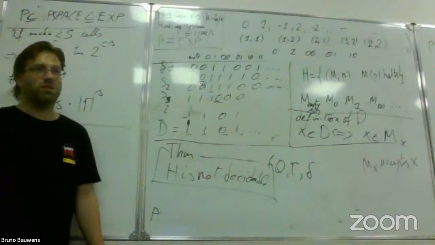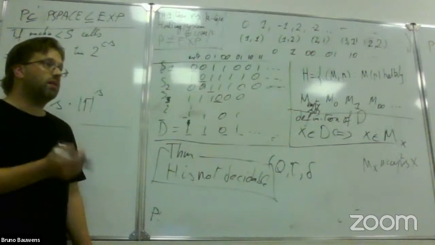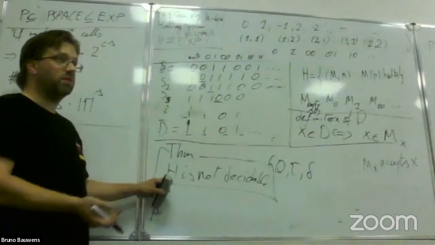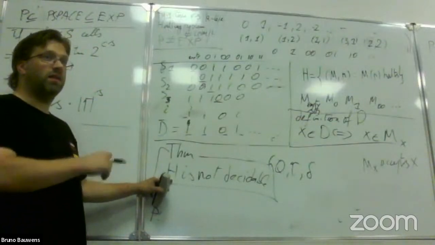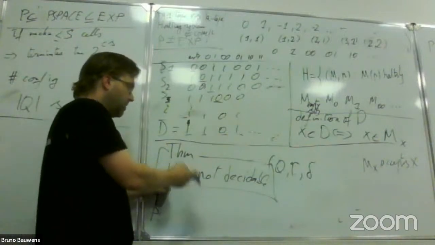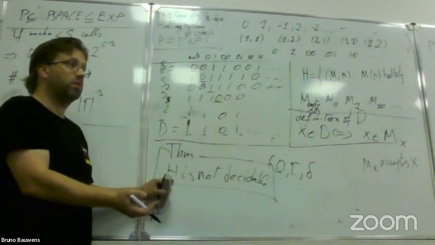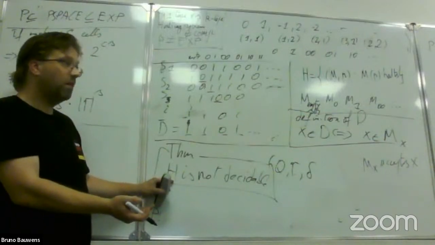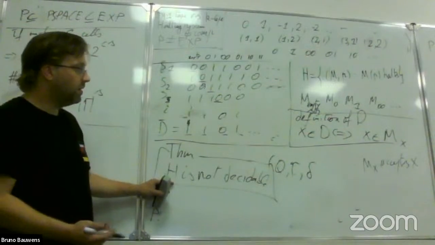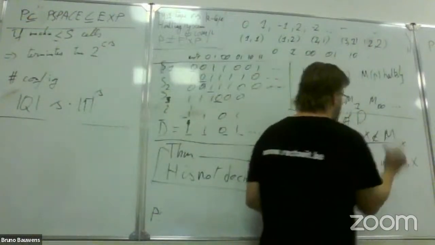So in other words, there is no Turing machine that decides the language H. Remember, I told you what "decides" means for a language: there's a machine that accepts precisely the inputs in the language and rejects all inputs not in the language. If X is in the language, accept; if X is not in it, reject.